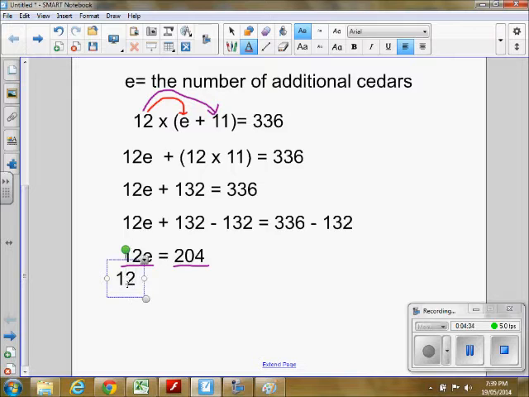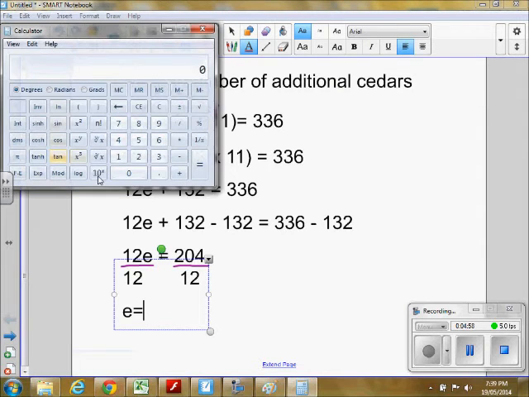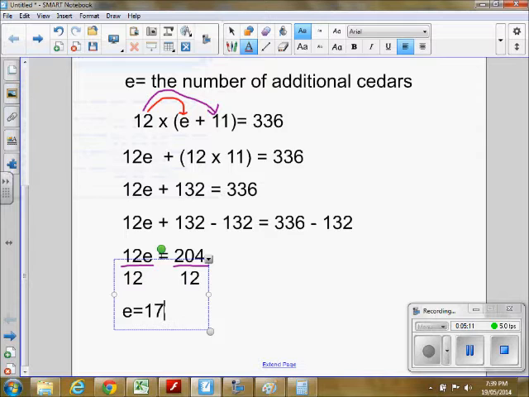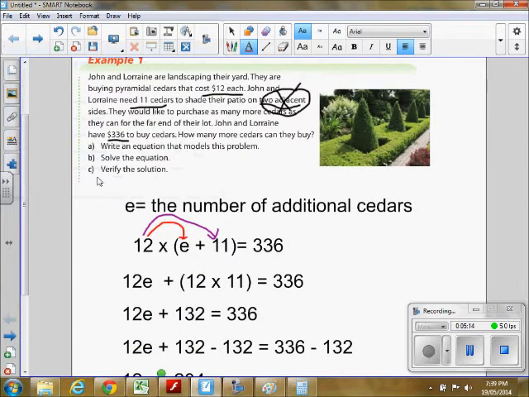So divide by 12 here, and divide by 12 here. 12 divided by 12 is 1E, so that's equal to that. And 204 divided by 12, calculator again, 204 divided by 12 is 17. So E is equal to 17. So that's the first part. That's the equation. We solve the problem as well.